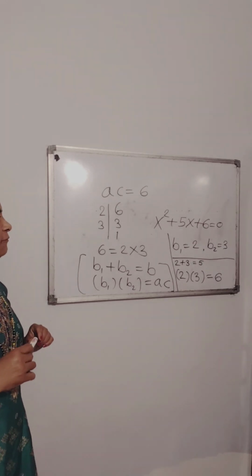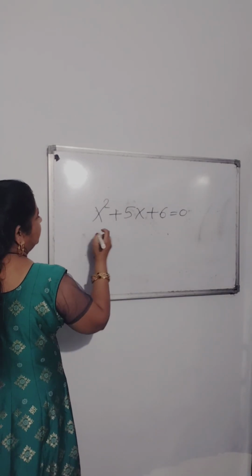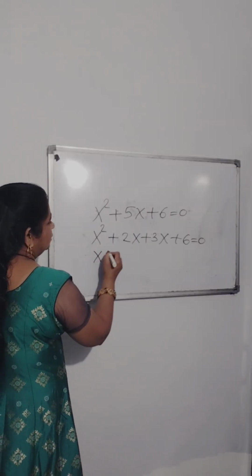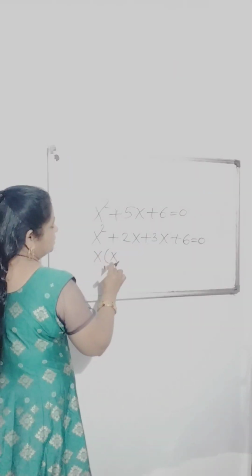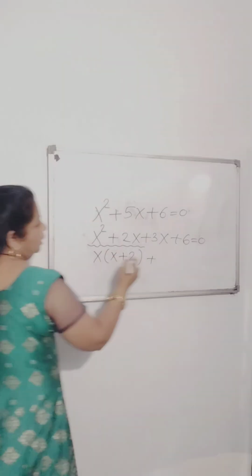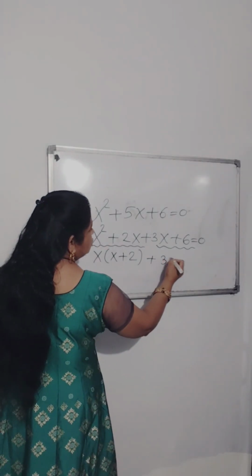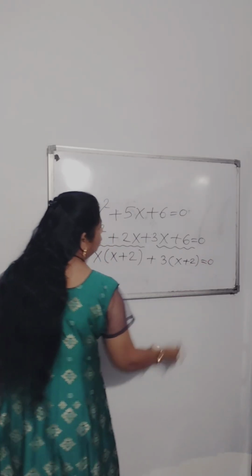Now after splitting the middle term into b1 and b2, we do the next step. We find the common factor. So x is common, and inside the bracket we can write x plus 2. Now from the other expression we can take 3 as common, so we get x plus 2 here, is equal to 0.